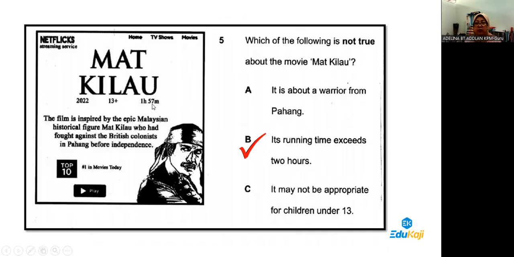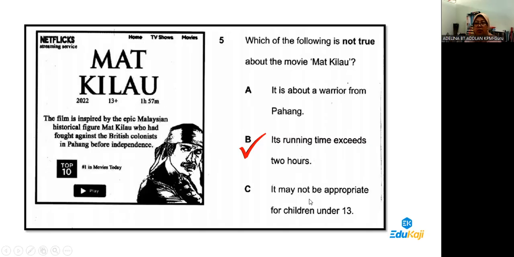Now, what does the question require the students to give? They have to identify which of the following is not true. Not true. Incorrect. Okay, it is about a warrior from Pahang, is it? Yes, he is from Pahang. Here mentioned in the poster. Alright, B, its running time exceeds 2 hours. Does it exceed? Exceed means more than 2 hours. No, the time is here.